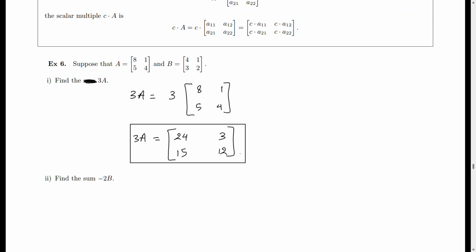So when you multiply a number times a matrix, that's what we call in math a scalar multiplication. And we'll talk about how to multiply a matrix with another matrix later on another page.